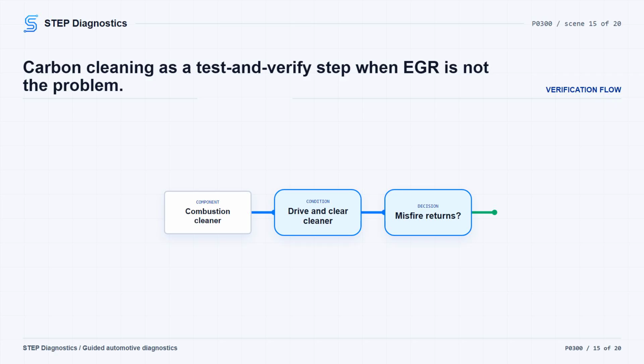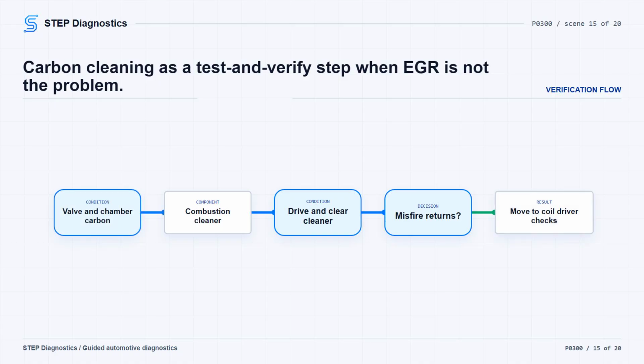If EGR is not the issue, clean carbon from the valves and combustion chambers using Mopar combustion cleaner. After driving and clearing the cleaner from the engine, erase the codes, test drive under the captured conditions, and watch the misfire monitor. Carbon on valves and guides can cause misfires in all operating conditions, but it is usually more noticeable at cruise or under heavy load, and it can affect more than one cylinder. If the misfire does not return after cleaning, the cleaning repaired the fault and you still verify the repair. If the misfire returns, continue to the coil driver circuit checks.